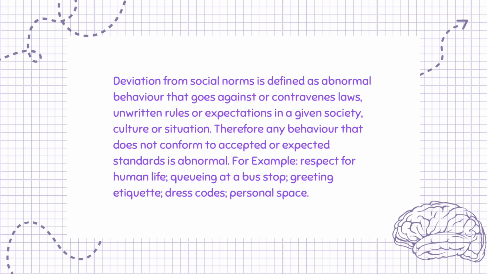Deviation from social norms is defined as abnormal behavior that goes against or contravenes laws, unwritten rules, or expectations in a given society, culture, or situation. Therefore, any behavior that does not conform to accepted or expected standards is abnormal. For example, respect for human life, queuing at a bus stop, greeting etiquette, dress codes, personal space.